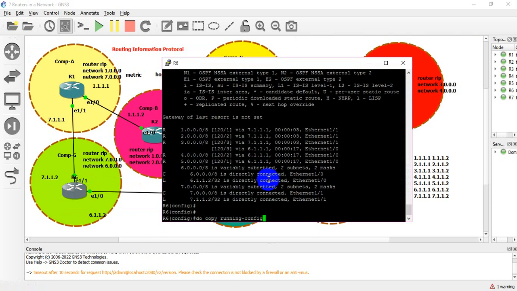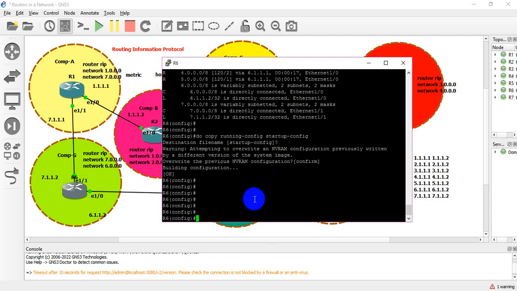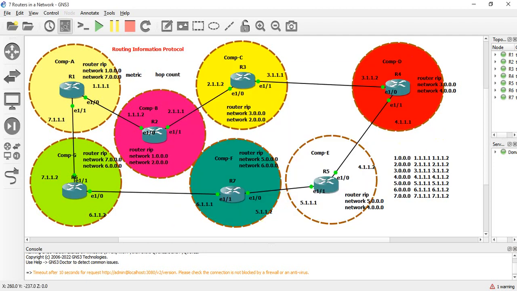You can also use this command, which means copy the configuration from running-config to startup-config. Running-config means RAM and startup-config means NVRAM. So it means copy the configuration from temporary memory, RAM, to NVRAM, permanent memory. So these are all saved.